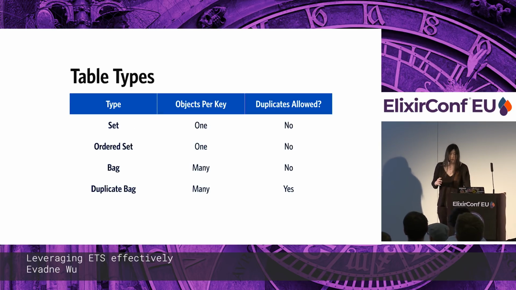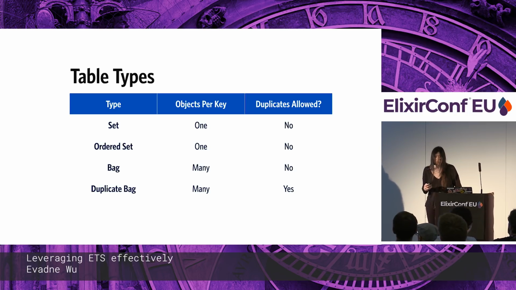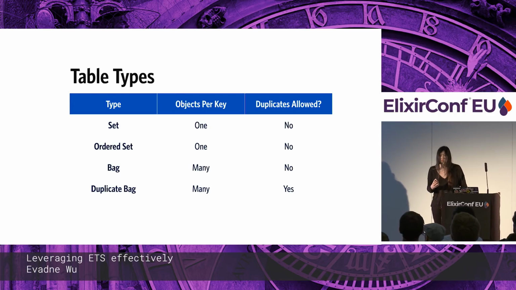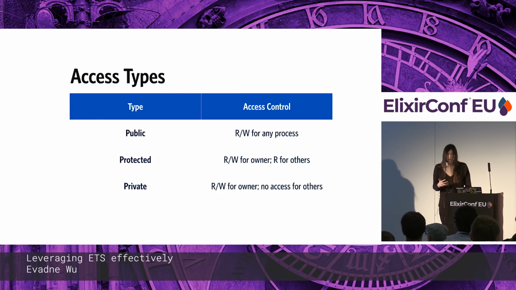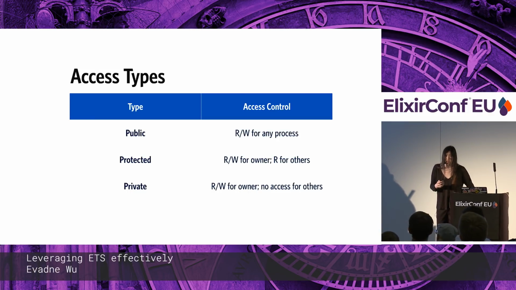So as I said before, there are 4 different table types in ETS: set, ordered_set, bag, and duplicate_bag. The main differences are whether you can have one or multiple objects per key, whether duplicates are allowed, etc. And as I said, there are public tables, protected tables, and private tables, depending on the access requirements. However, in your application, usually when you want to use ETS, it's because of a performance bottleneck. When that's the case, you really don't want to have protected or private tables, because in that case, only one process can access it anyway, so you won't have any kind of improvement.